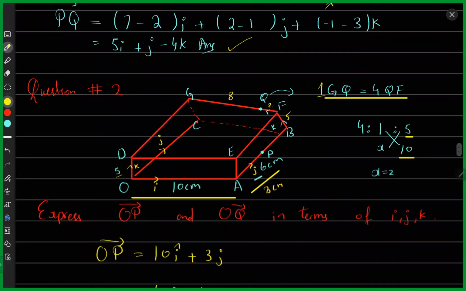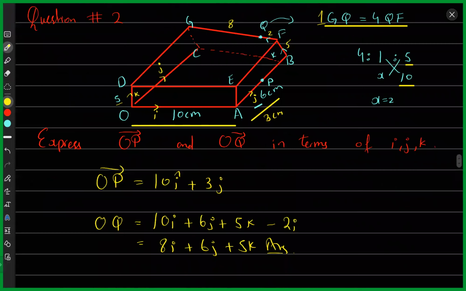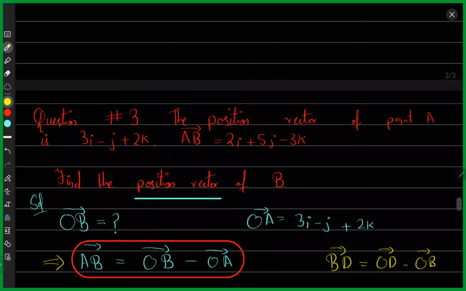Then question 2 was extremely important. You will come across a lot of questions of this type. Here you were asked to find out OP and OQ in terms of i, j, k. So we just had to use logic and start moving from O to P. That would be 10 centimeters in the i direction. That's why we had 10i. Then 3 centimeters in the j direction. This total was 6 centimeters, and when we halve this, it would be 3 centimeters till P.